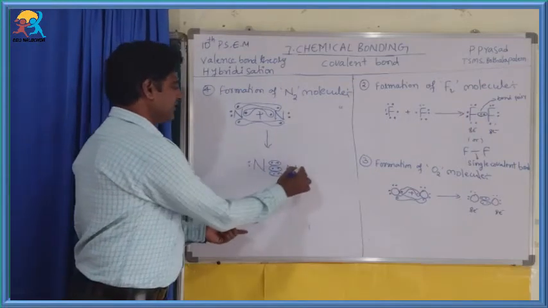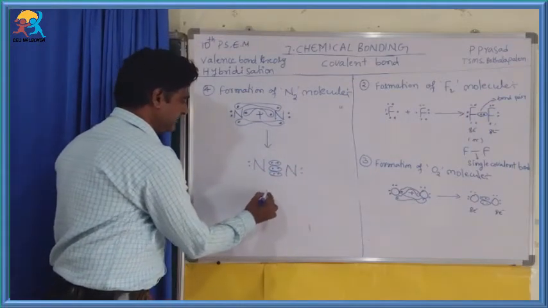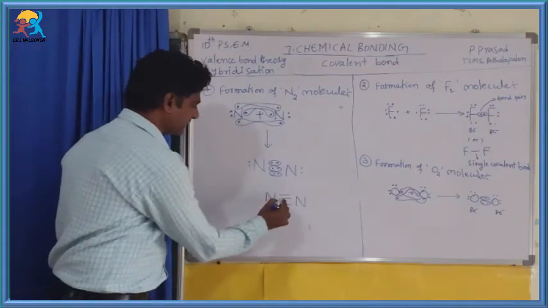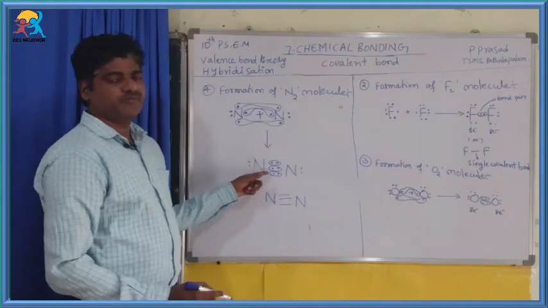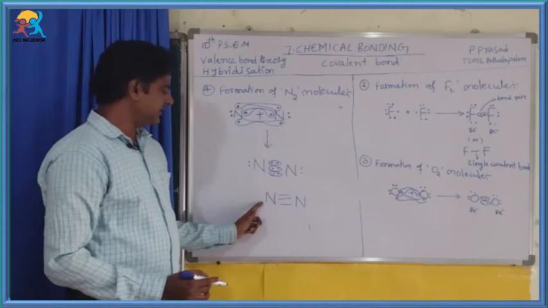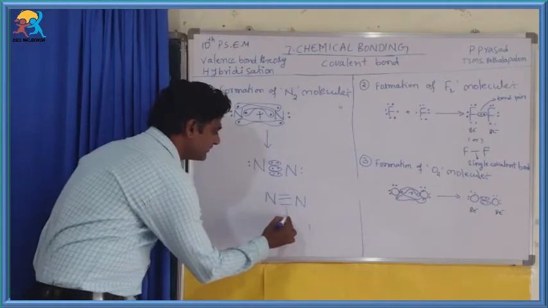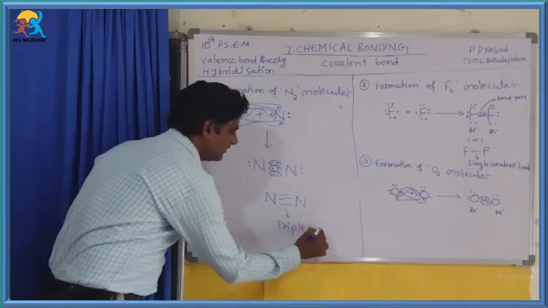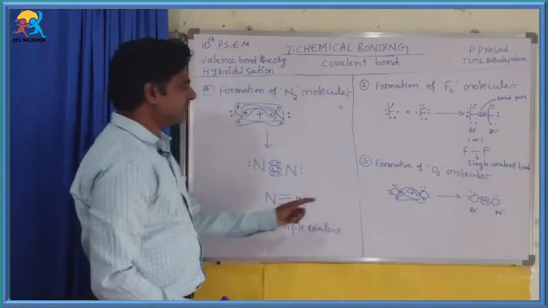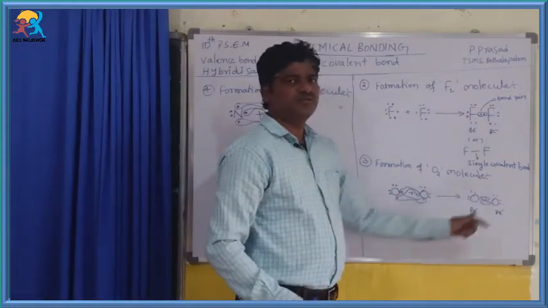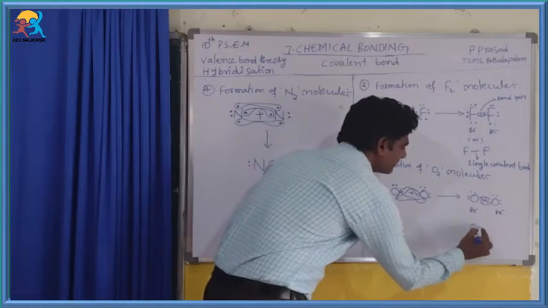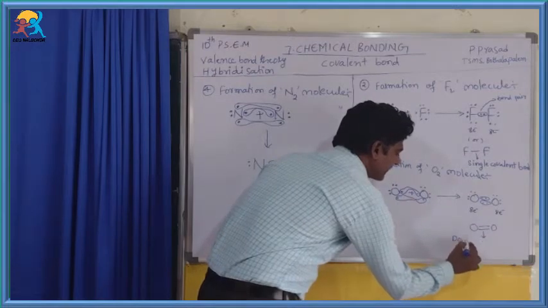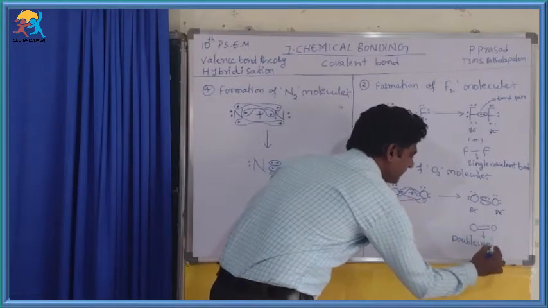Okay. So we have to write 3 hyphens between them. 3 hyphens between them. That means how many bond pairs are there? 3 bond pairs. It means we have to say it is called a triple covalent bond. Triple covalent bond. But in the case of oxygen, how many bond pairs are there? 2 bond pairs. So we have to write here 2 hyphens. That means it is called a double covalent bond.